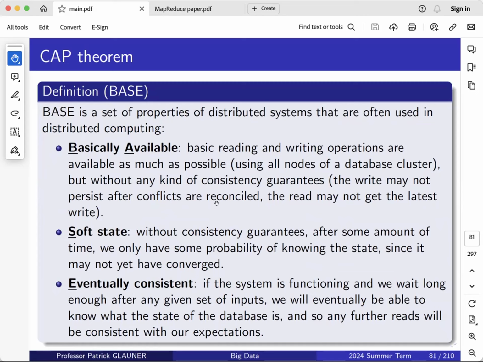not always consistent. The states will eventually become consistent as time passes, but the system is basically available, which means as much available as possible, using all the nodes of a cluster, and you have basic reading and writing operations available as much as possible, but they don't come with any kind of consistency guarantees.